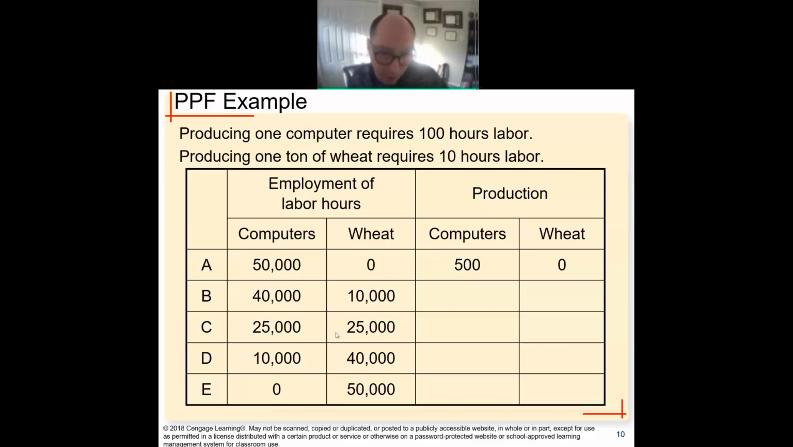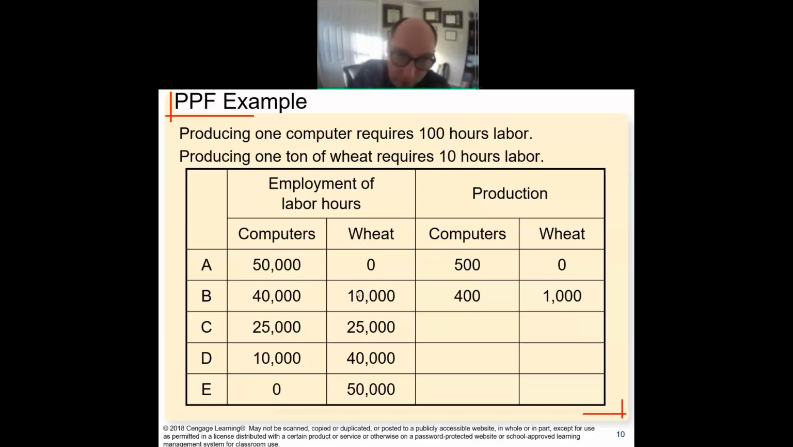Example C, I can split the 50,000 between computers and wheat. Option D, I can dedicate 10,000 hours to computers, 40,000 to wheat. And option E, nothing to computers and 50,000 to wheat. And we can see what happens with production, the amount of output, right? So to calculate the number of computers I can make, remember it's 100 hours per computer. So 50,000 divided by 100 is 500. 40,000 divided by 100 is 400, and so forth.